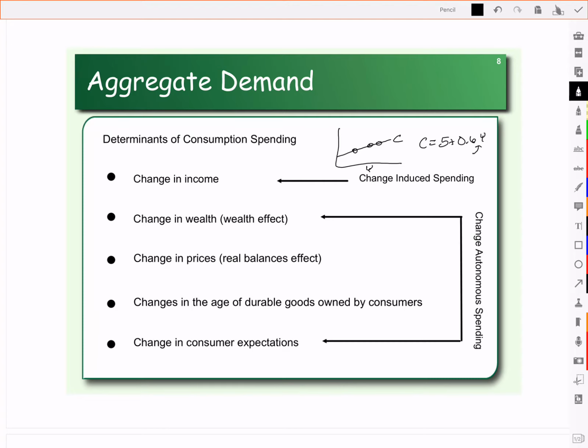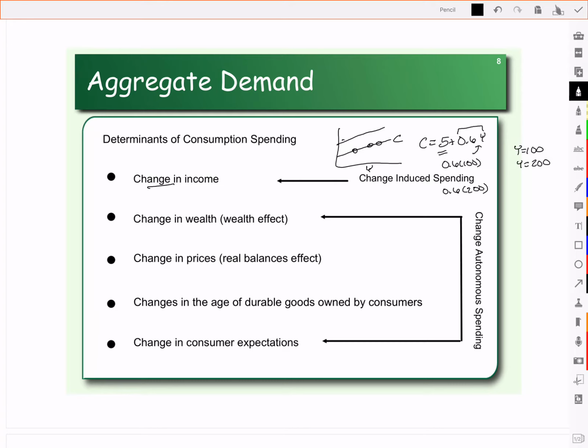So if you went from y being 100 to y being 200, change income, then what would change is the induced spending. That 0.6 times y would go from 0.6 times 100 to 0.6 times 200. So this wouldn't shift the consumption function, it would simply move us along the consumption curve, since all we're changing is induced spending. But what would actually shift the graph and change the amount of consumption spending at all income levels is a change in autonomous consumption, if this number 5 here were to change.